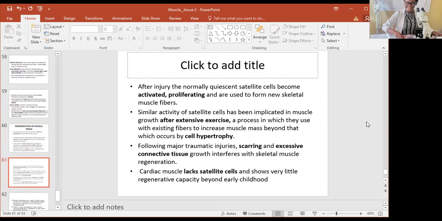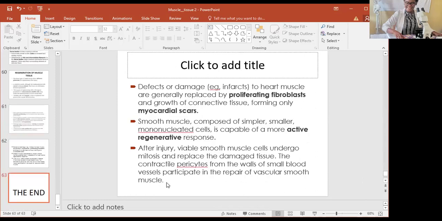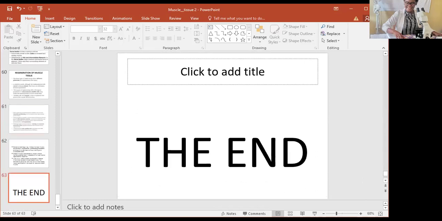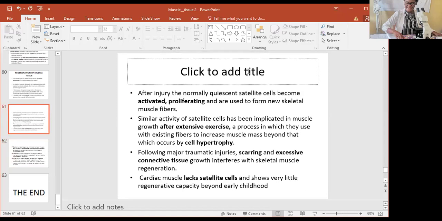For the sake of interest, if you are interested in muscle regeneration, you can go ahead and read about it.